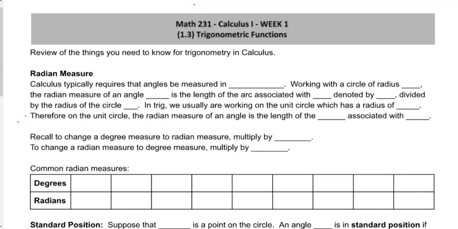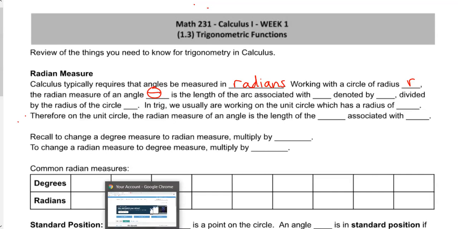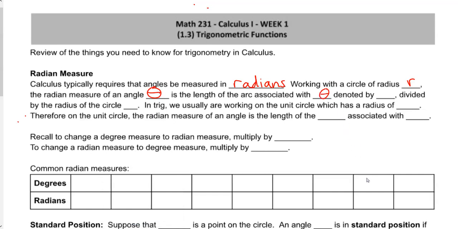So the first thing that we're going to look at and remind ourselves of is radian measure in trigonometry. Calculus typically requires that angles be measured in radians. A lot of times in trig, we like to work with degree measures, but in calculus we don't really work with degrees. We work with just radians, okay? So working with a circle of radius r, the radian measure of an angle, we're going to call it theta, is the length of the arc associated with theta, denoted by s, divided by the radius of the circle, which is r. So s is the length of the arc, theta is the angle, r is the radius of the circle.